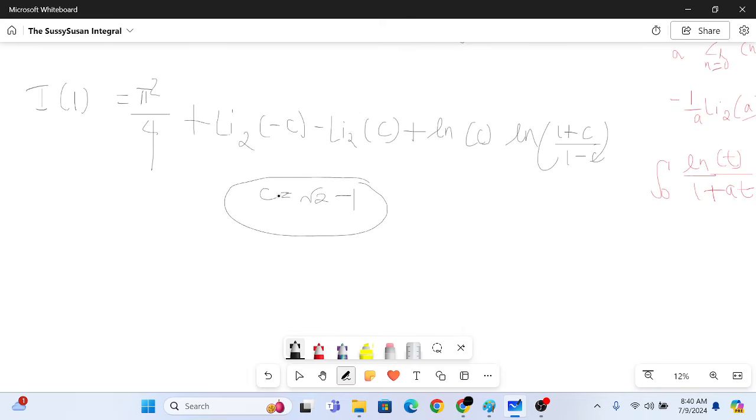Yeah, I guess it will also be right if we just leave it over here, but yeah, let's try to find the value. I of 1 is equals to pi square by 4 plus li 2 of 1 minus root 2 minus li 2 of root 2 minus 1 plus ln of c. Sorry, so okay, c is basically root 2 minus 1. So this is again over here, this ln of root 2, just root 2.